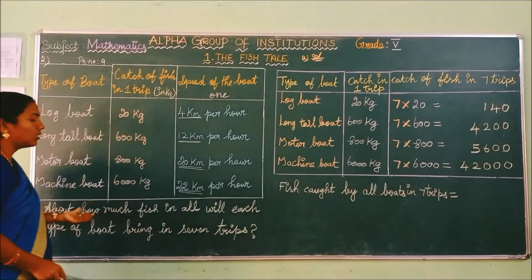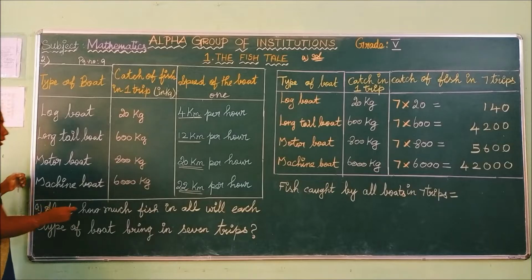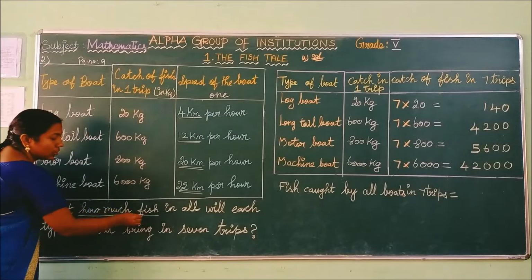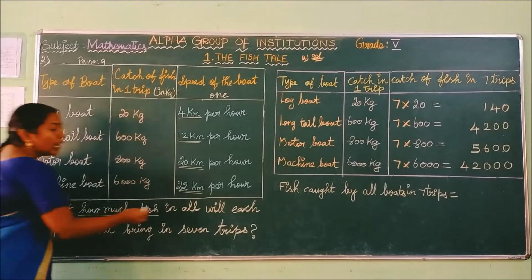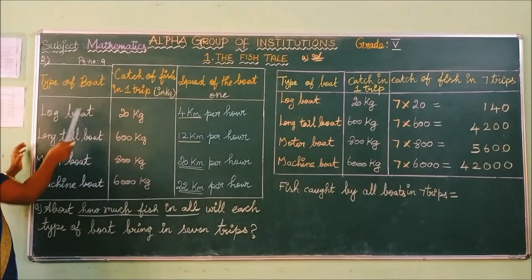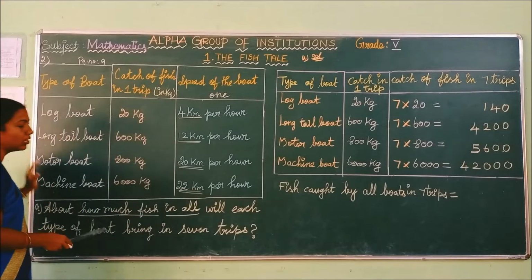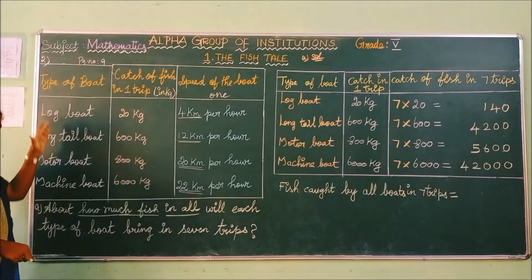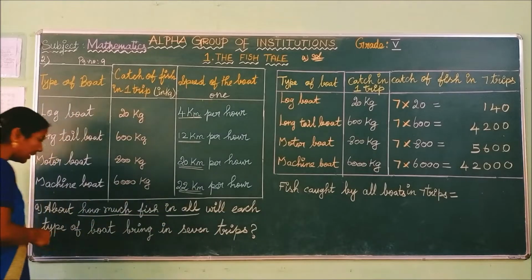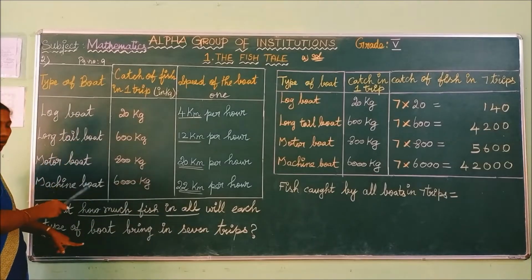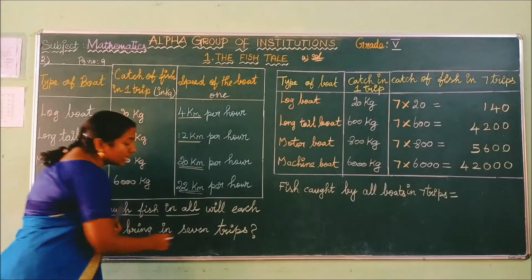What is asked in the question? They are asking how much fish, how much fish in all. In all means these 4 boats. Each type means every boat. Each type of boat will bring in 7 trips.